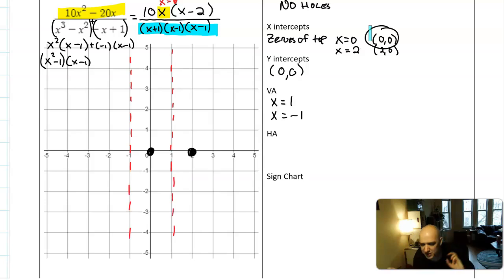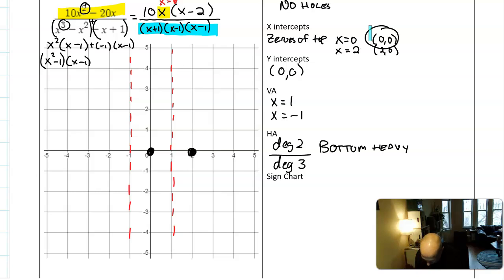Horizontal asymptotes. This is where we use the two-part test. We look at the degree, and it's actually easiest to see the degree in the unfactored version. We've got a degree 2 over a degree 3. So when we have a bottom-heavy function, then we know the horizontal asymptote is y equals 0. So we can go ahead and put in the horizontal asymptote at y equals 0. And that's all the clues we can get from this equation, sort of easily.